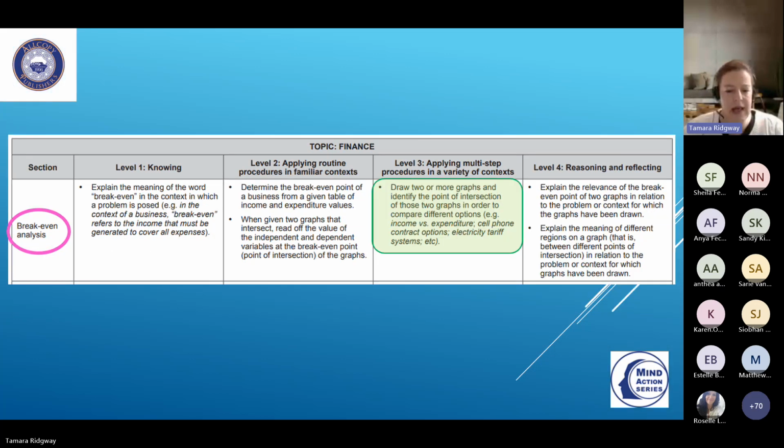So now we get, there's one more. I thought there was only one, but again, break-even analysis, a level 3 is when you draw 2 or more graphs, and you identify, and there's our electricity tariff. So it's just finding the break-even document.